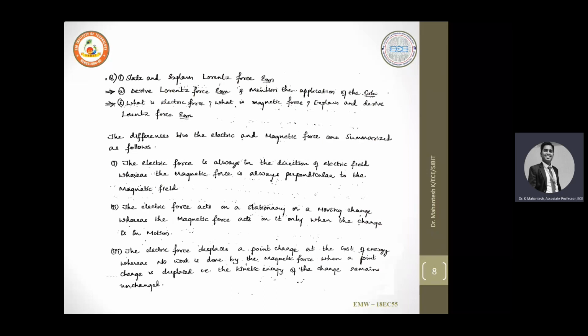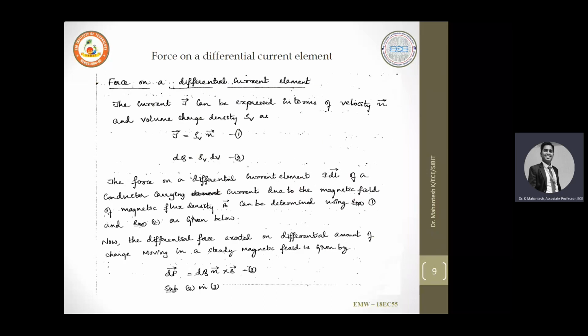So now let us try to understand force on a differential current element. A very important derivation from the exam point of view. So what do we mean by force on a differential current element? Remember from our previous video, we extracted the magnetic field equation from a differential current element, a conductor carrying current I of length dl. Here the current density J can be expressed in terms of velocity and the volume charge density as J equals rho v times v. Therefore, the differential charge is equal to rho v times the differential volume.